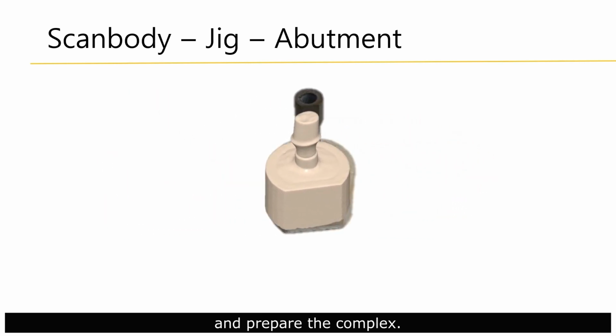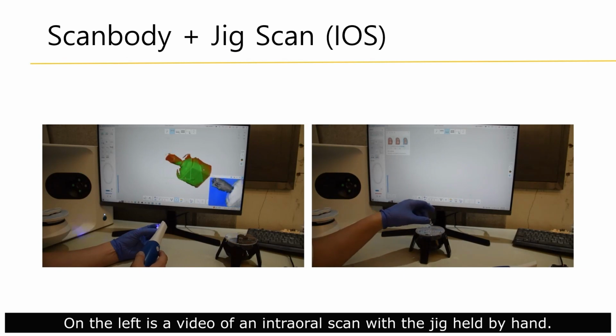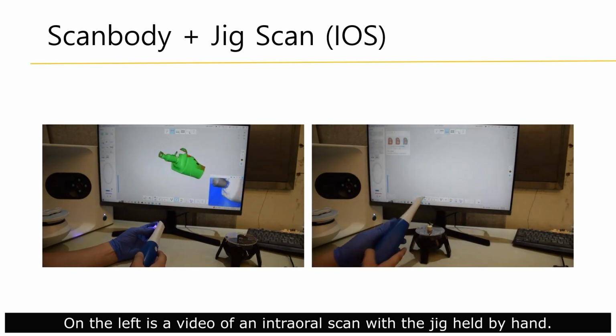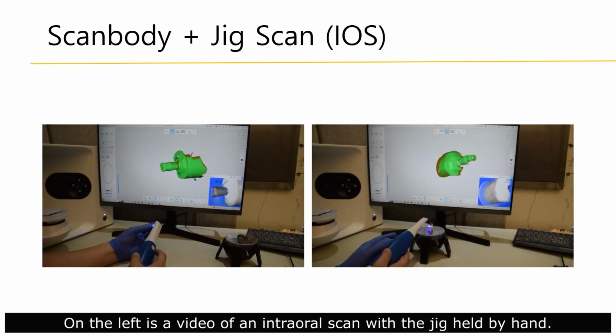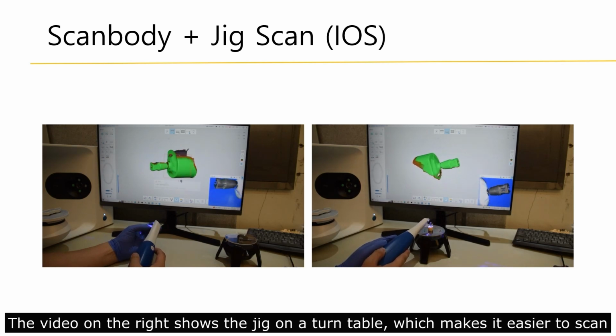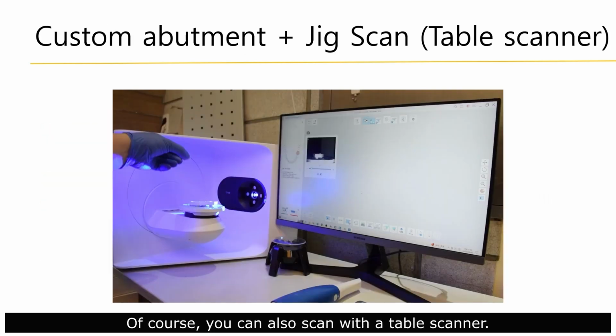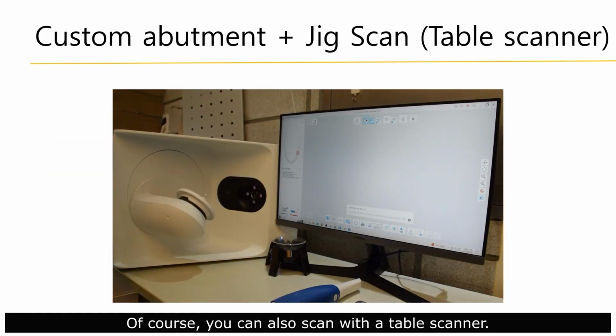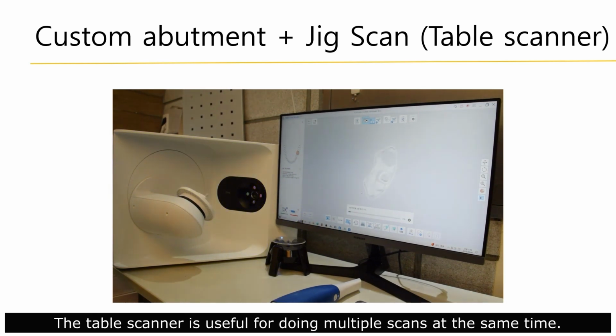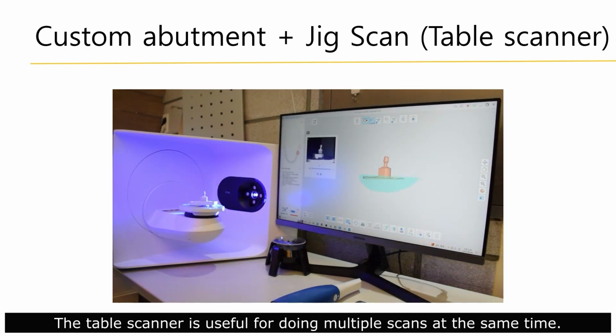On the left is a video of an intraoral scan with the jig held by hand. The video on the right shows the jig on the turntable, which makes it easier to scan. Of course, you can also scan with a table scanner. The table scanner is useful for doing multiple scans at the same time.